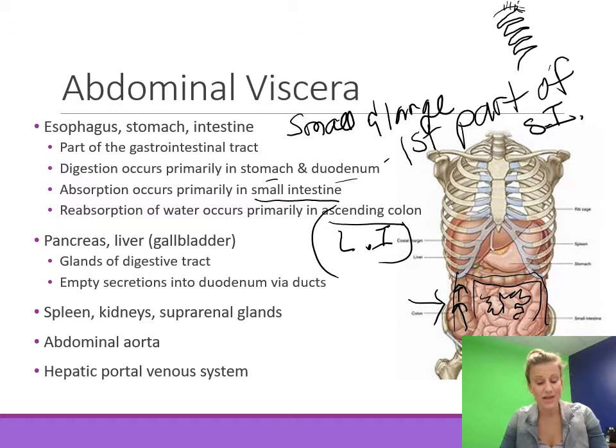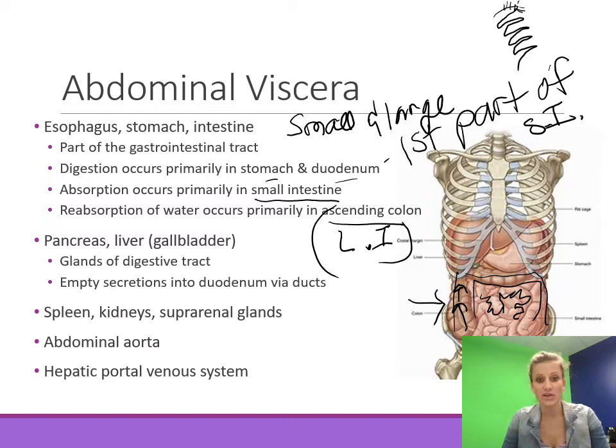If the water does not get absorbed in the large intestine, for example, if the fecal contents are rushed through the large intestine too quickly and we don't have time for that water absorption to occur, that's when the stool becomes watery. So for example, in conditions where there's diarrhea, the water remains in the stool and there's a large volume of stool and it's really liquid, because there was not enough time for water reabsorption to occur in the ascending colon.